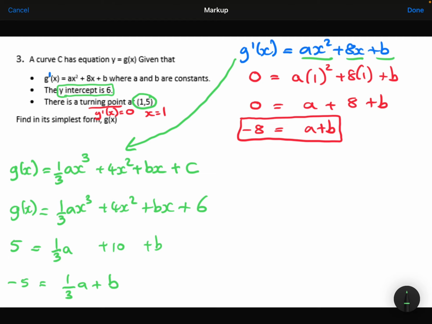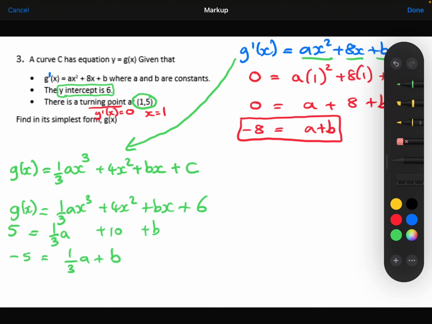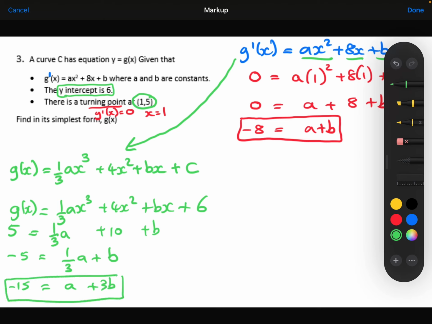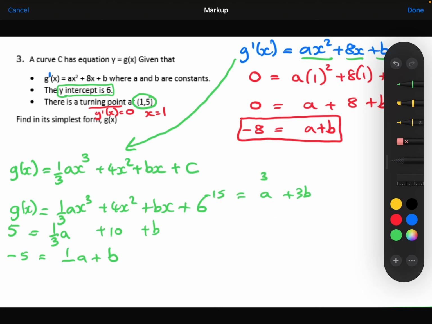And just to make my life a bit easier, I don't particularly like that fraction being there, the 1/3. So I'm going to multiply through by 3. You don't necessarily have to. I just don't like these fractions. So timesing through by 3, I get minus 15 is equal to a plus 3b. I can now solve some simultaneous equations.